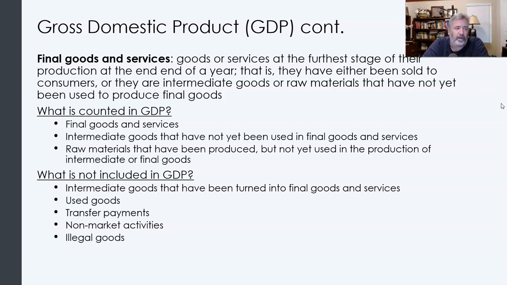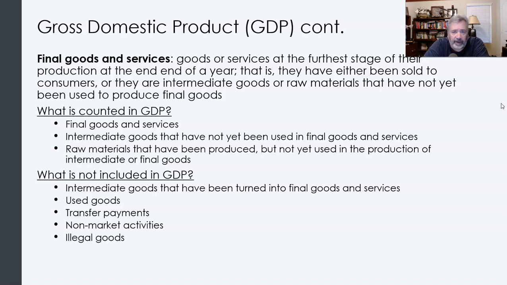It's not true that GDP counts intermediate goods and raw materials. That's just not true. Intermediate goods that have been turned into final goods and services are not included in GDP. That's so ridiculous. That's backwards. Those two bullet points need to be in opposite locations. I'm so sorry, folks. So used goods, not counted.